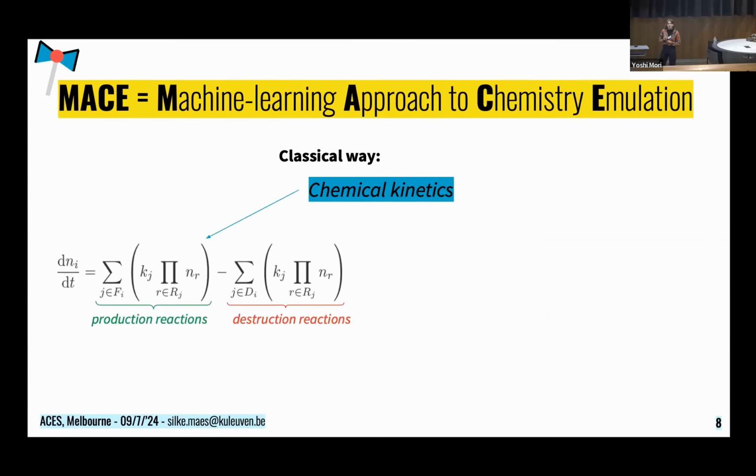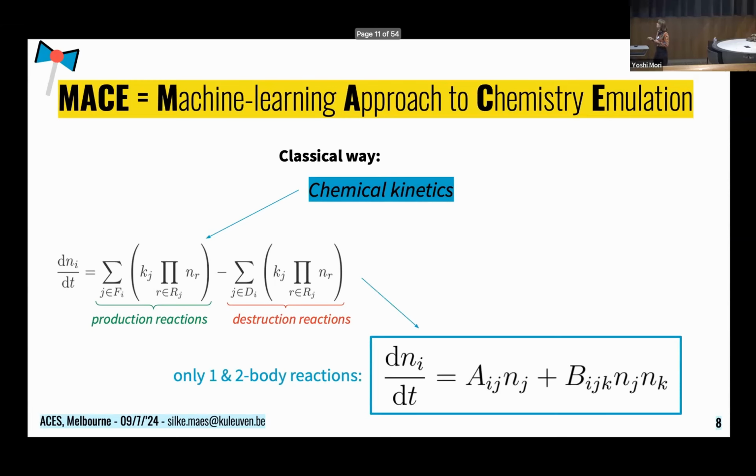Chemical kinetics is basically solving a set of coupled ordinary differential equations, which look like these. So we have the change for the abundance of a certain species, and this is given by the difference between the production and the destruction reactions. Now, if we're considering a chemical network that only consists of 1 and 2 body reactions, which is generally the case in AGB outflows, this equation reduces to a second-order polynomial differential equation. So we can solve this, and then we know the evolution of the chemical abundances.